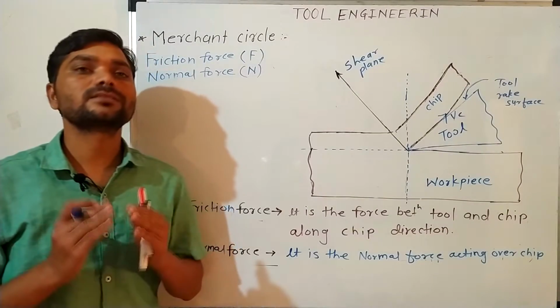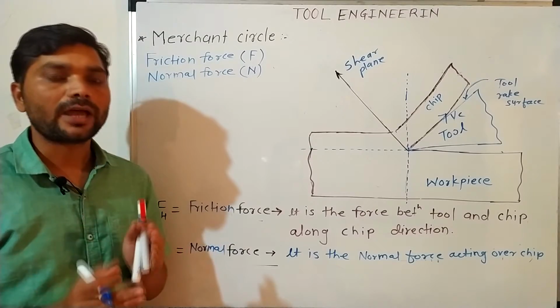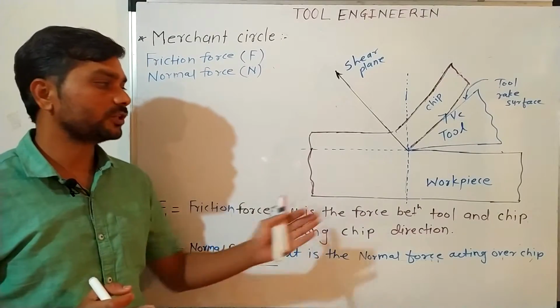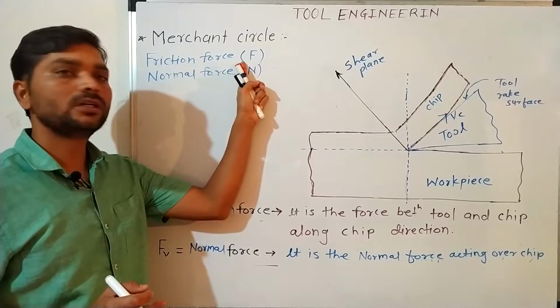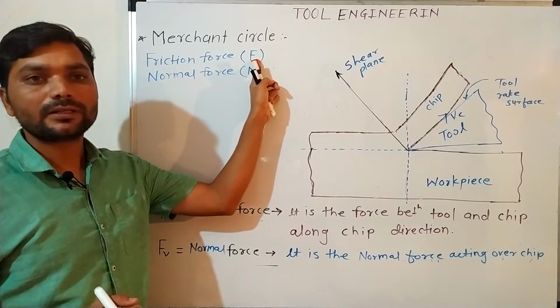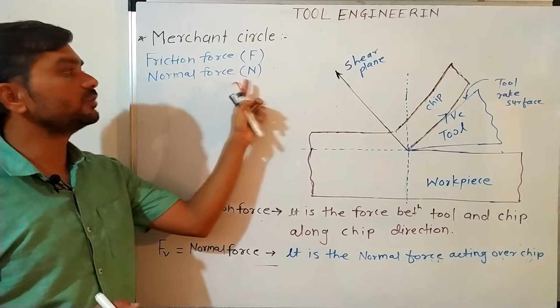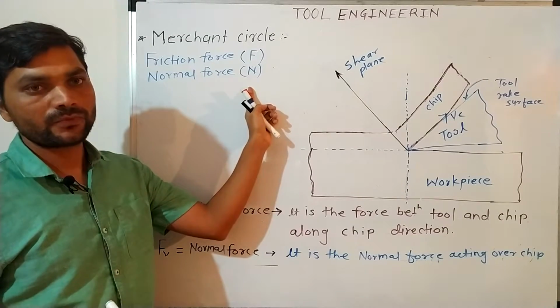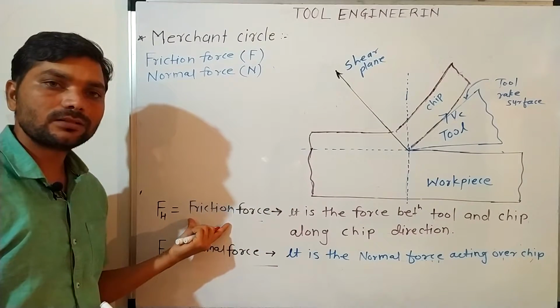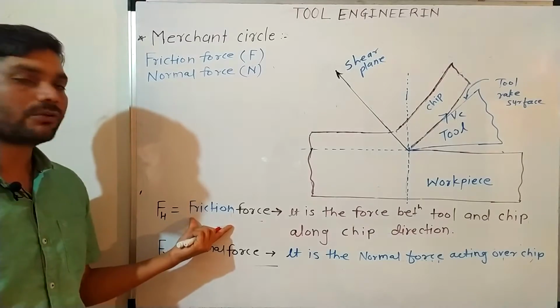Now we will see the second set of forces which act over the workpiece during the machining process. The first force is friction force, which is indicated by capital letter F, and the second force is normal force, which is indicated by capital letter N. Let us discuss the definition of friction force first. Friction force means what?